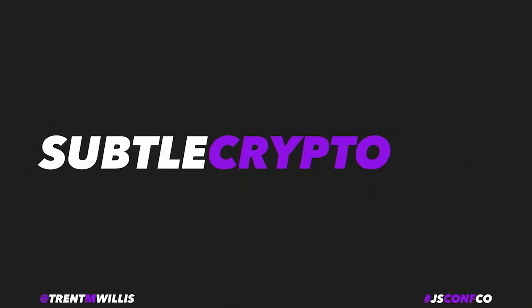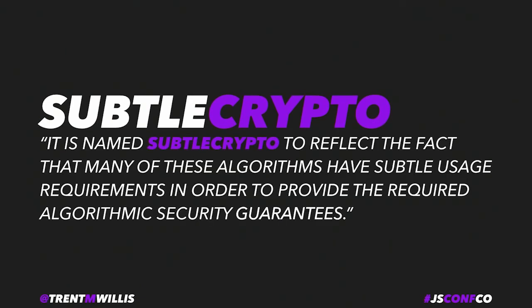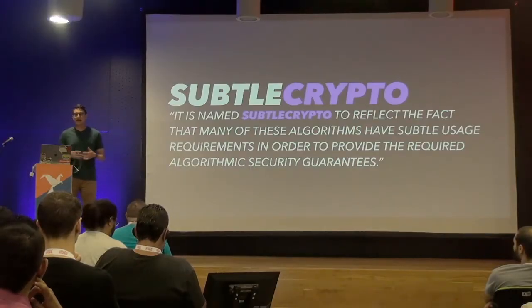It provides a set of cryptographic primitives, such as methods like encrypt and decrypt, or generateKey or importKey. It's named SubtleCrypto to reflect the fact that many of the algorithms it exposes have subtle usage requirements in order to provide the required algorithmic security guarantees. Basically, cryptography is a really fascinating area of computer science, but it's also really complex, and it has some nuances that you need to understand if you're going to use it as part of your application's security measures. In our demo, though, we're really more concerned with the general concept, so I'm not going to dive into those too much. There are plenty of wonderful security-focused talks online that you could go check out if you're curious.